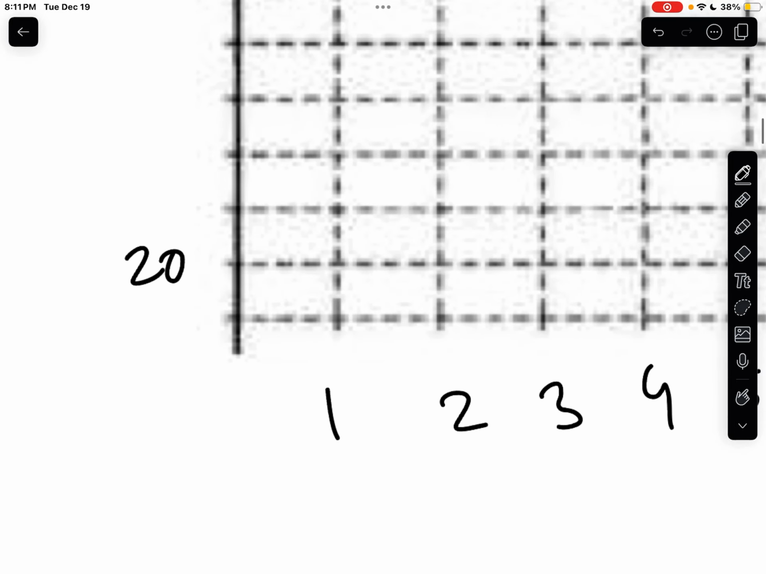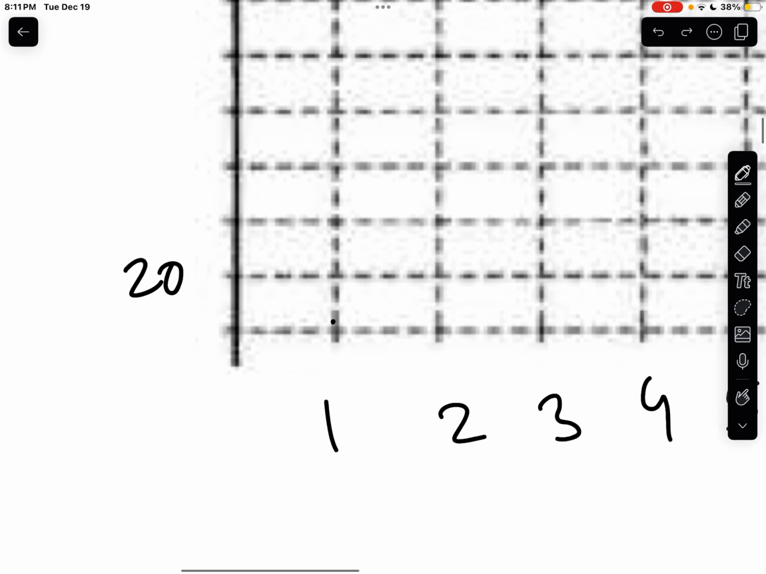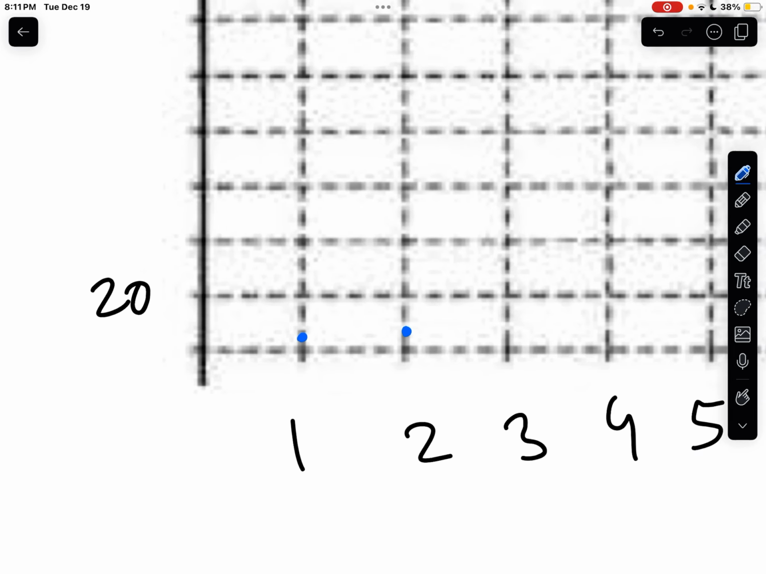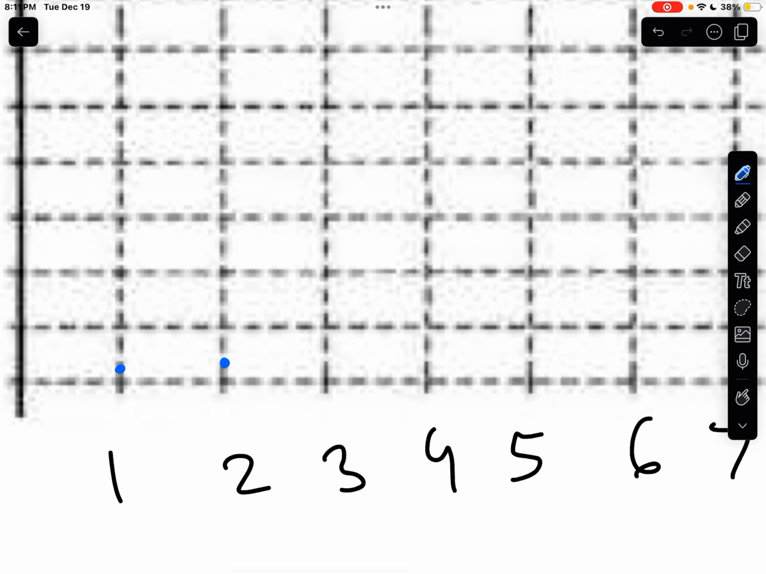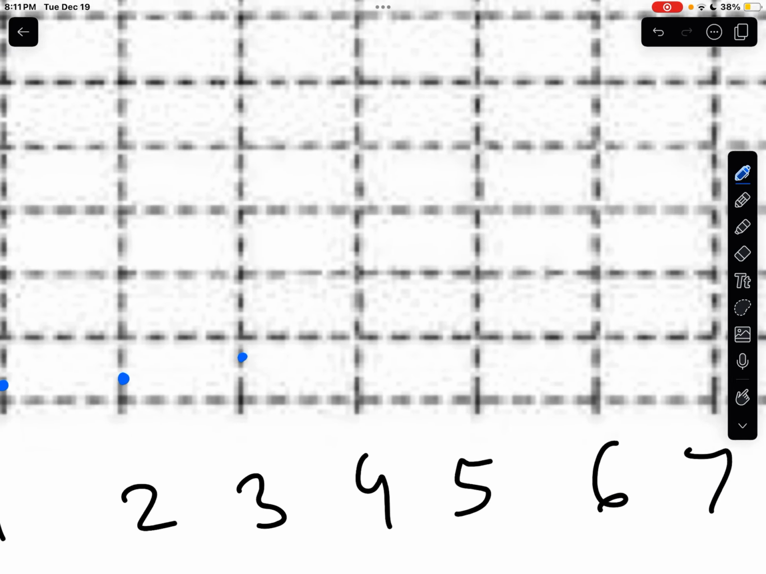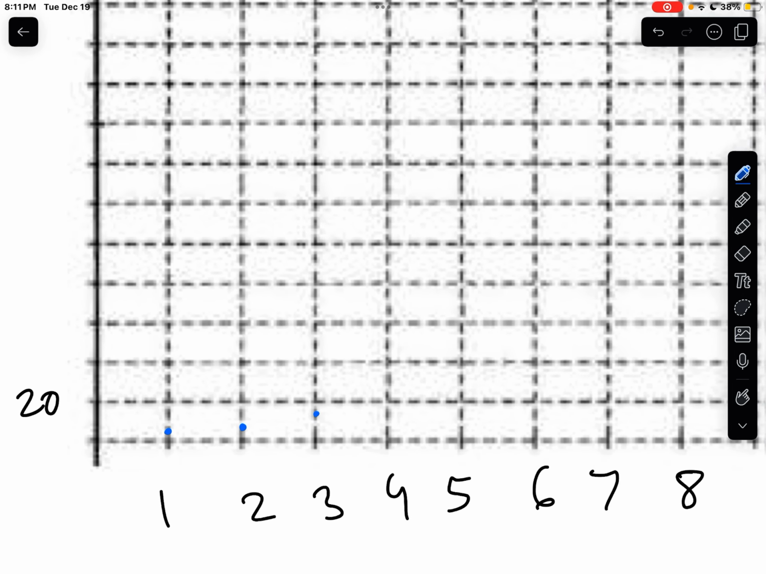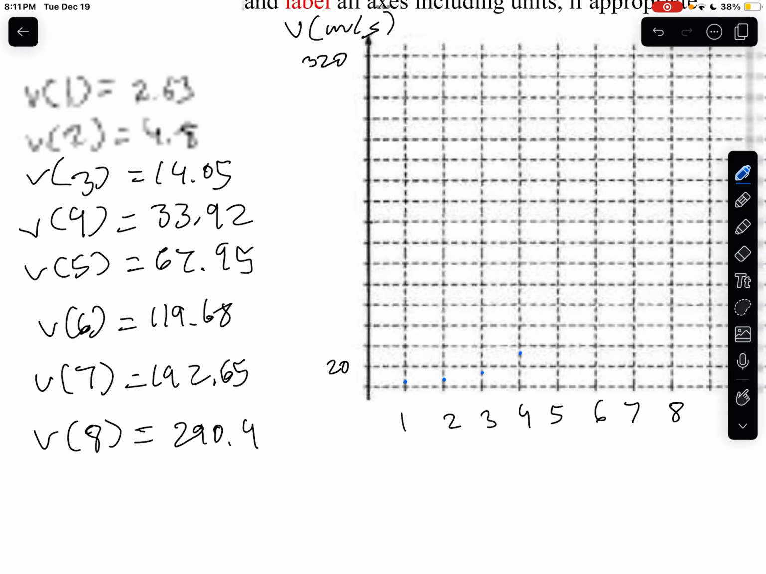So V of 1 is really, really small, so I'll draw it extremely small right there. Should I use another color so it's easier to see? Yes, let's do blue. The next one is also small, just a tiny bit above. I don't think this looks very accurate because 20 is a big number, but it's okay. Let's keep going. 14.05 is going to look closer to 20 than before. Then V of 4 is 33.92, somewhere around here.